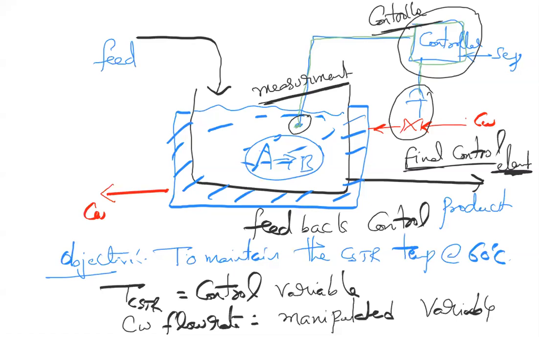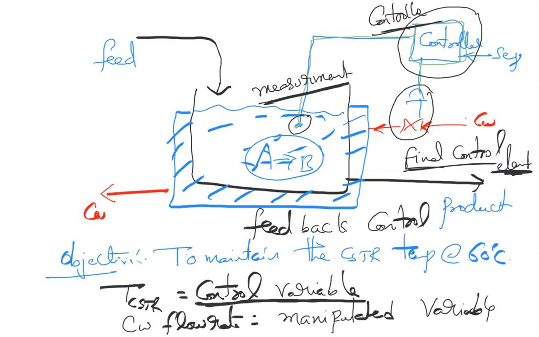Temperature of the CSTR is our control variable. It is not an input. Now, the final control element is the cooling water flow rate, because that is the one which is finally controlling.